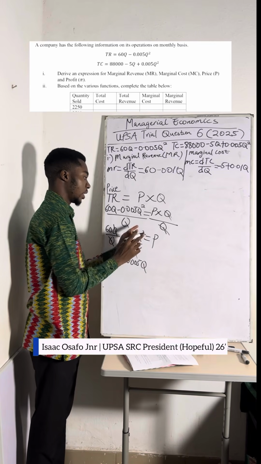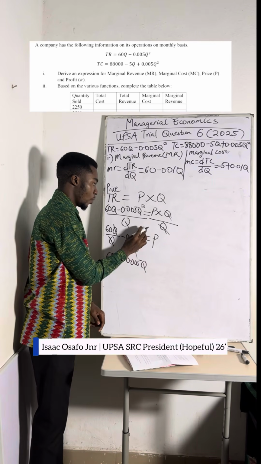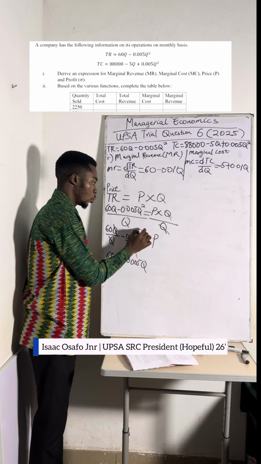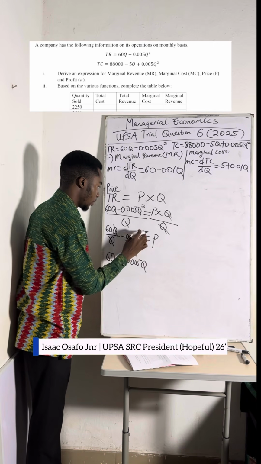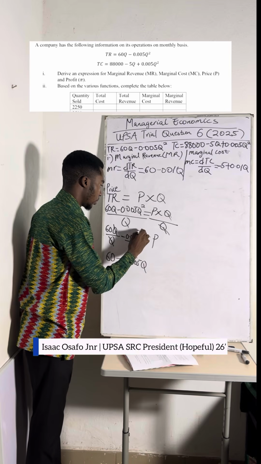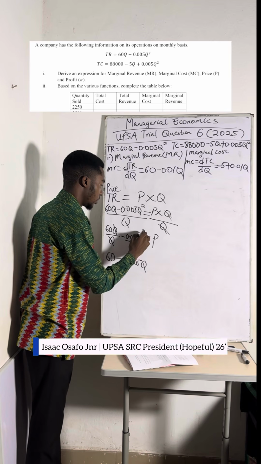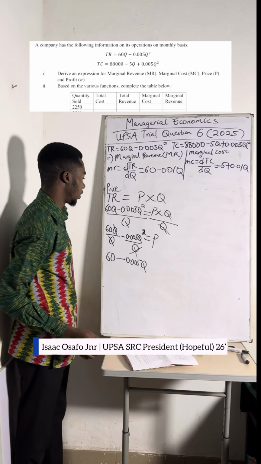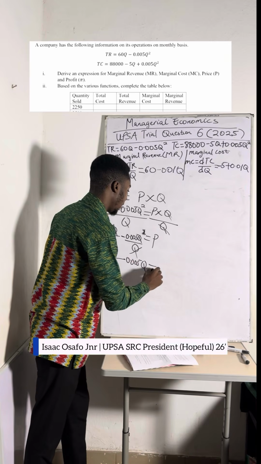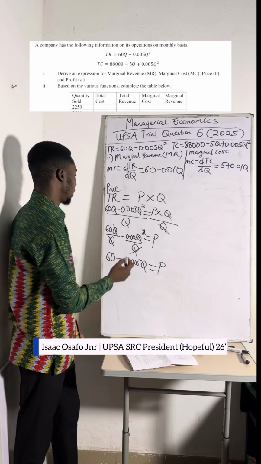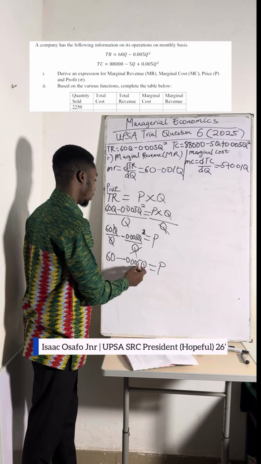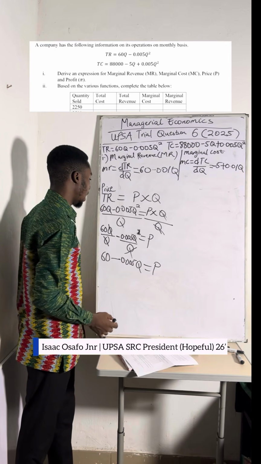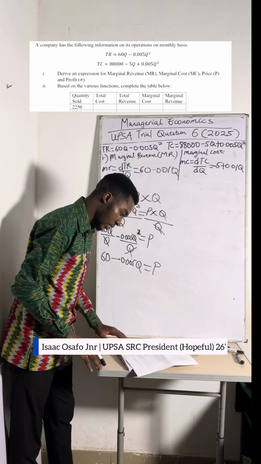It's Q squared, it means the Qs are 2, but this Q has cancelled one that is here. Do you get it? You are going to be left with only one Q. So now you are going to be left with the Q. So this is our function for price, which is 60 minus 0.005Q. So now that we found our function for price, what's the last thing they asked us to find?